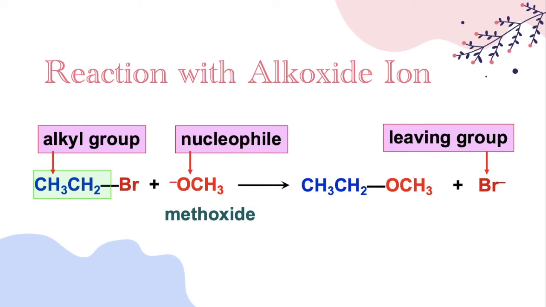The third one is reaction with alkoxide ion. The nucleophile is alkoxide. For this one, it is methoxide with 1 carbon, C single bond O minus, so it is methoxide. So the product, you're going to have C single bond O single bond C. The halogen will be the leaving group.